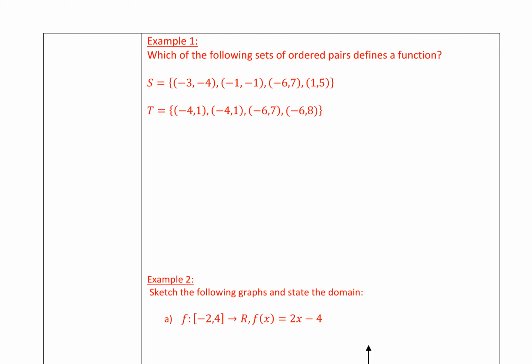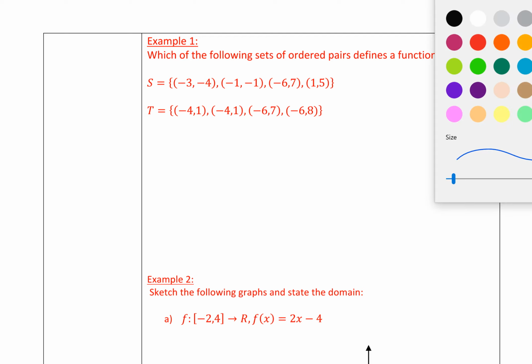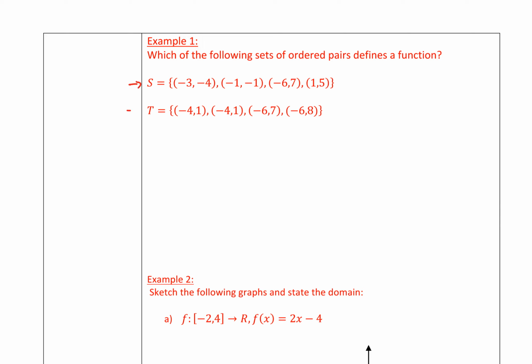Which of the following sets of ordered pairs defines a function? So I've got two things here. I've got S and T. These are both a set of ordered pairs, I should say. So the squiggly brackets mean set, and the fact that we've got two open brackets and we've called them ordered pairs tells me that these could be coordinates on a graph. I know that this is not continuous, and I know that it is in fact discrete because it's just a set of 4 points over which this exists. Now I'm looking to see which one is a function.